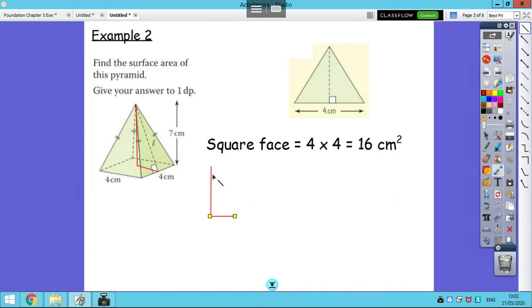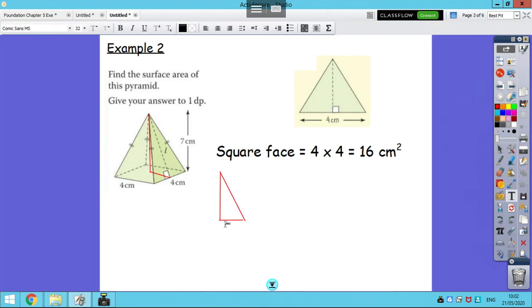You can do a little sketch here. That's what the triangle would look like, and you would have a base of 2 centimetres and a height of 7 centimetres. Okay, now how could we find that length there? Pythagoras, like I just said. So a squared plus b squared equals c squared. So 7 squared plus 2 squared equals whatever c squared is.